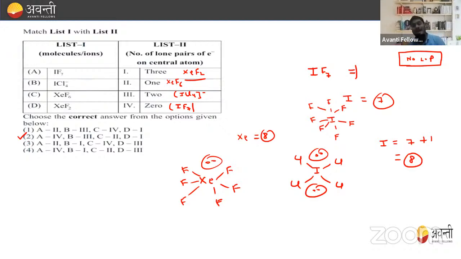Such types of questions were asked in a previous exam, and they are very simple to solve, and you will easily get 4 marks for this question. Just try to remember the structure and the valency of the element. Because if you don't know the valency of iodine, then you won't be able to calculate the lone pair or bond pair. So first of all, you need to learn some basic things, like how to remember the valence electrons and their valencies. I hope it is clear to everyone?